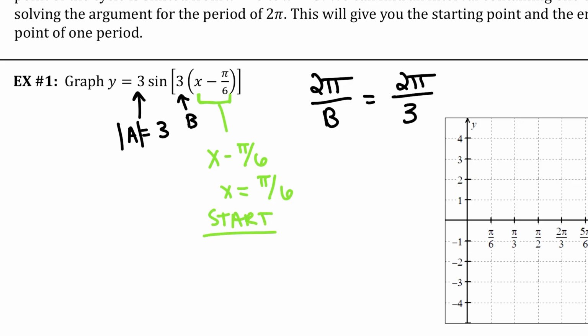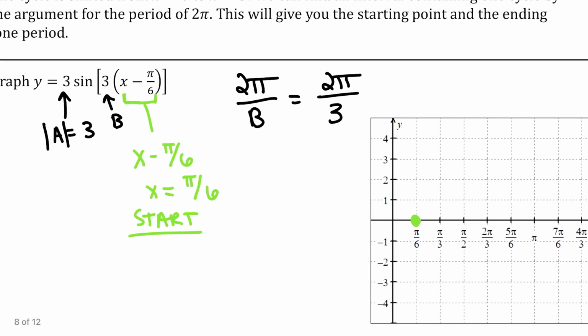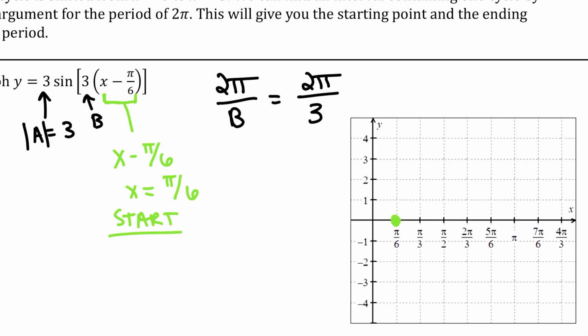So instead of starting at the origin for a sine graph, we're actually starting at pi over 6. So now from here, we can figure that out. But let's figure out where we have to stop. We know our start point, and our period is 2 pi over 3. So to figure out where we're stopping, we're going to take our start, which is pi over 6, and just add our period to it. Pi over 6 plus 2 pi over 3 is going to get us 5 pi over 6. So that's our stop.